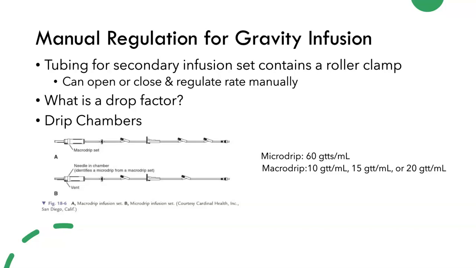Okay. So if it is a macro drip set, which is the most common, this is going to be either your 10 drops per mil, 15 drops per mil, or 20 drops per mil. So your drop factor is how many drops are in 1 mil. And then if you have a micro drip set, it is always 60 drops per mil. Okay.